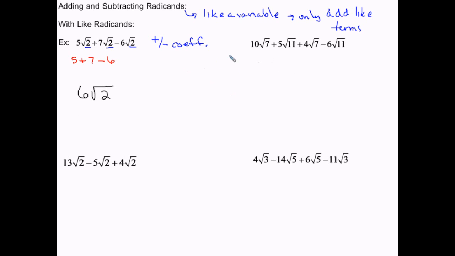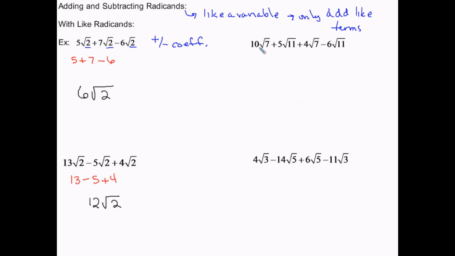On this particular example, 13 times the square root of 2, minus 5 times the square root of 2, plus 4 times the square root of 2, so I have 13, not 12. 13 minus 5 plus 4. 13 minus 5 is 8, plus 4 is 12, and the square root of 2 stays the same.